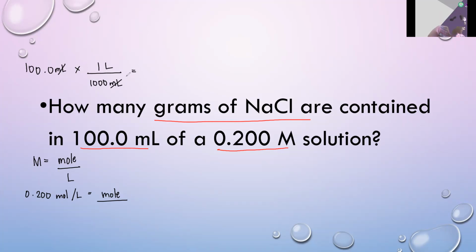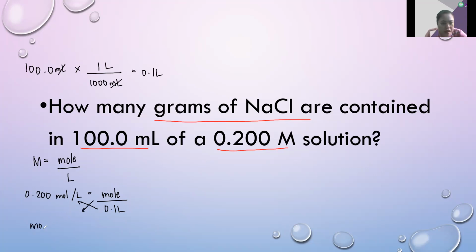Let me just get my calculator first. 100 divided by 1,000 is 0.1 liters. So we will be using that here. We can cross multiply this. I did not derive the formula; I just substituted the given and went with the process.